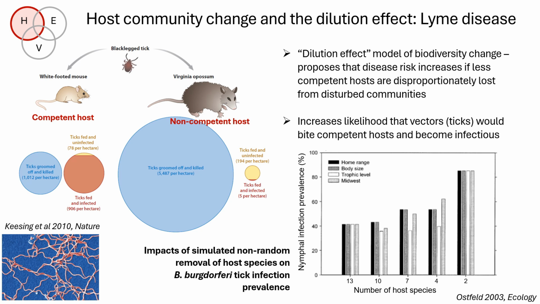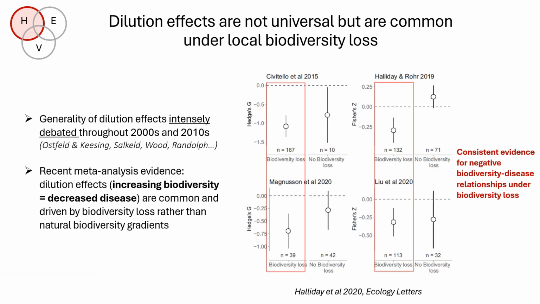And this was proposed as a more general mechanism within ecology, the dilution effect. So this proposes that as communities disassemble under disturbance, those species that persist are disproportionately likely to be more competent hosts. And so in turn, pathogen transmission would be amplified in those areas. This was highly debated, probably one of the most debated ideas in ecology over the last 20 years or so.